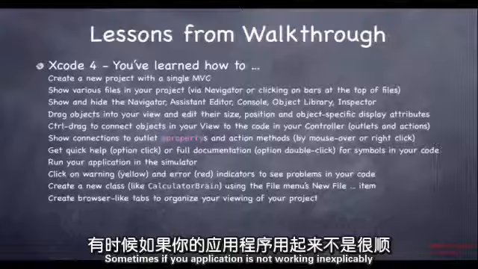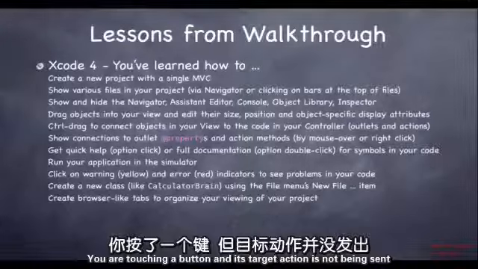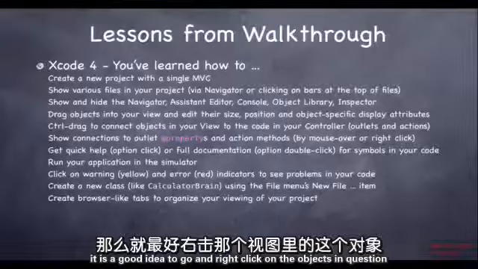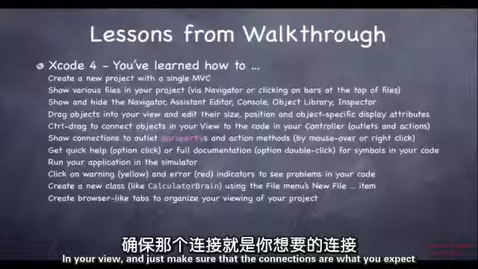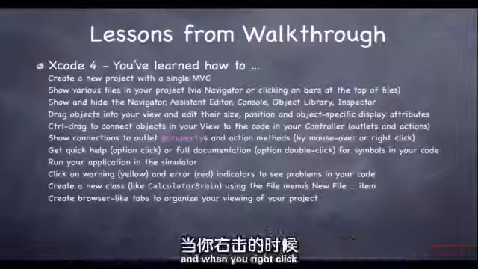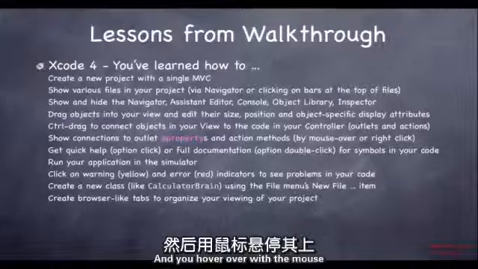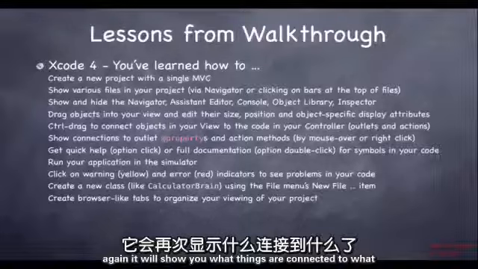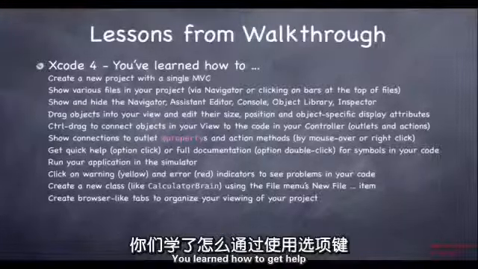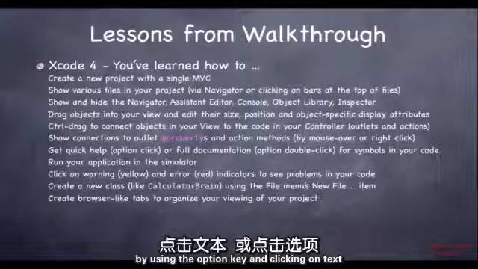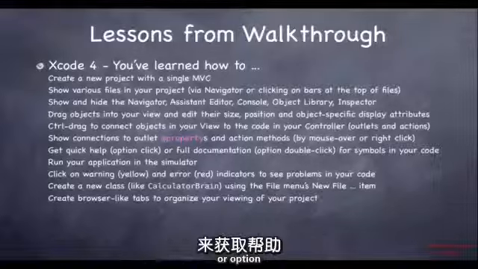Sometimes if your application's not working inexplicably, you're touching a button and the target action is not being sent, it's a good idea to right-click on the objects in question in your view and make sure that the connections are what you expect. And when you right-click, bring up that window, and hover over with the mouse, again, it'll show you what things are connected to what. You learned how to get help by using the Option key and clicking on text, or Option double-clicking to bring up the full documentation.